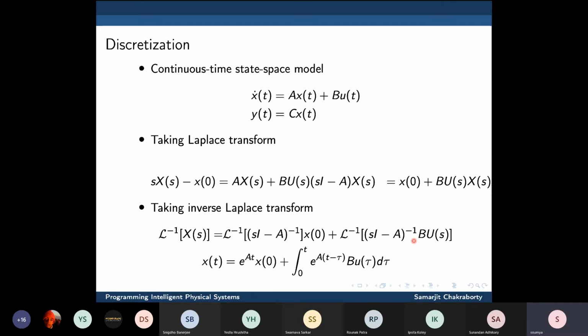I hope this part is clear, right? This is what happens when you take the inverse Laplace transform of two terms multiplied like this. So you have (sI - A) inverse times BU, its entire Laplace transform. I will provide you a more elaborate version of this.